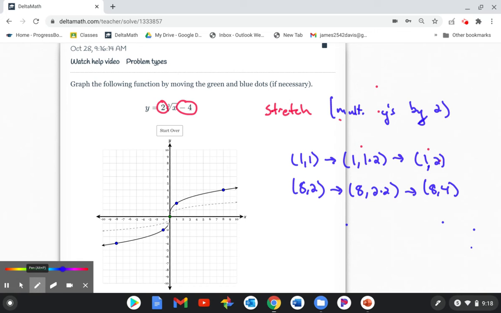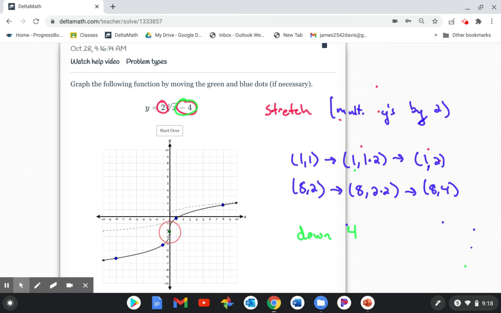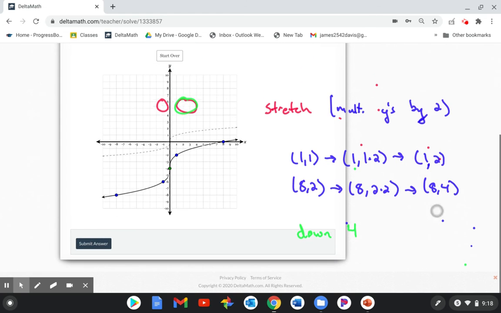We can't forget about our other transformation though out here, which is that minus 4. Since it's on the outside, that's going to tell us to move down 4. So just pick a point. It's easiest to just choose the one at the origin here where the green dot is. And that's at 0, 0. We're just going to move it down 4 spaces. 1, 2, 3, 4. And there we go.